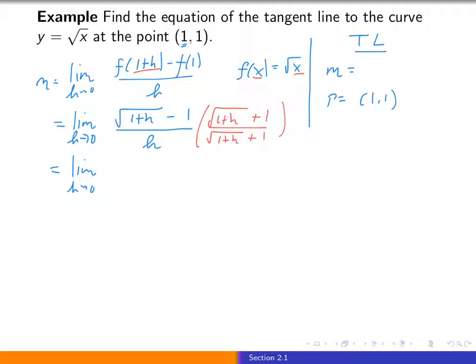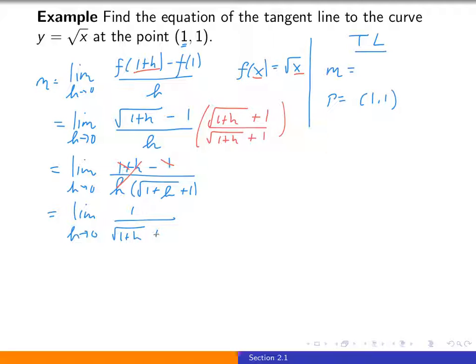We get the first term squared, which is 1 plus h, minus the second term squared, which is 1. Then in the bottom we have the h, which is there, and the square root of 1 plus h plus 1, which we've multiplied by. But notice 1 minus 1, h over h. And what that does is it leaves us with the limit as h approaches 0 of 1 over the square root of 1 plus h plus 1. And at this point, we do not have a rational expression or a polynomial, so we cannot just use the substitution property. The problem is the square root there in the bottom.